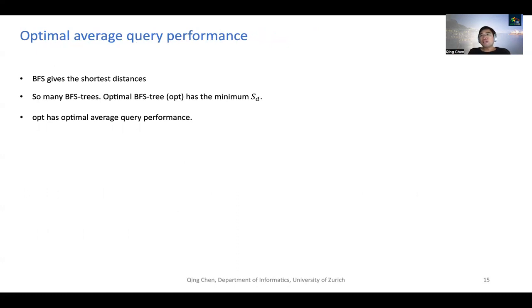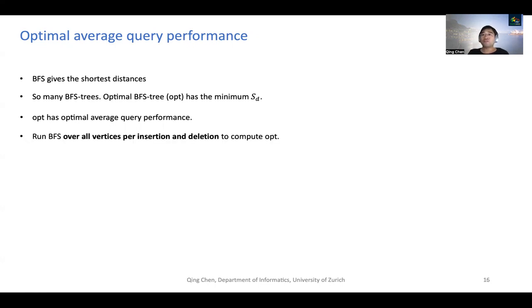And there exists one optimal tree that gives optimal average query performance, which is the BFS tree, because BFS on the graph gives us the shortest distance. We cannot do better than this. There are many breadth-first trees, and we need to select the one with minimum SD. This is the optimal one, and it has optimal average query performance.